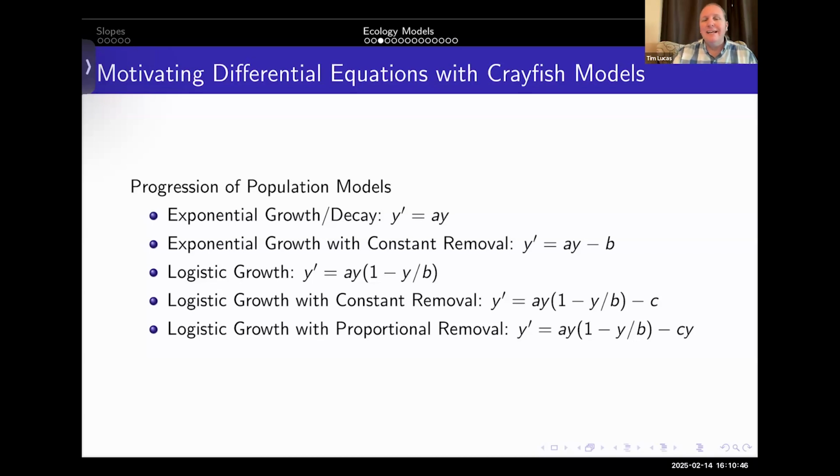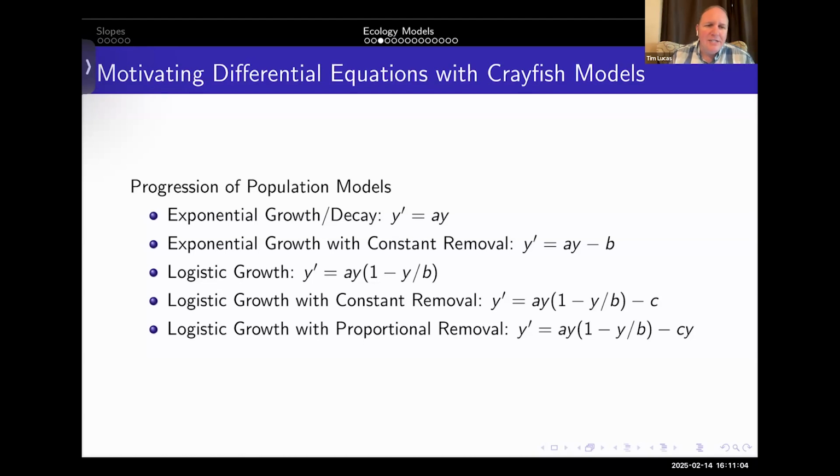So that's a second step that we look at with the differential equations for my students. And then we talk about, okay, but obviously crayfish don't grow forever, so there must be some sort of carrying capacity, a limitation of resources. So we look at logistic growth.